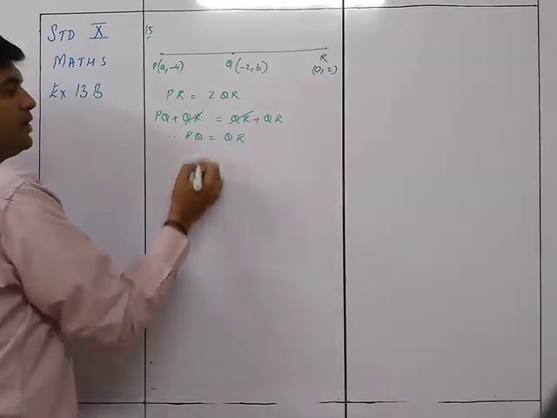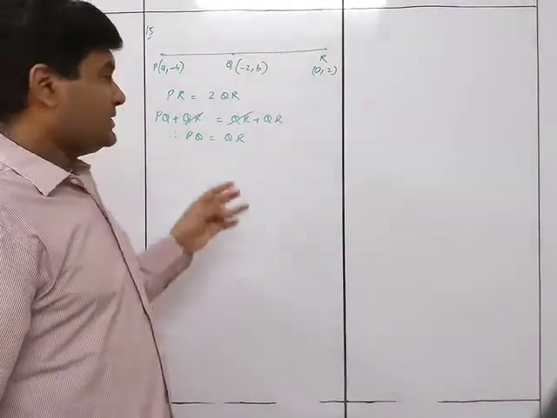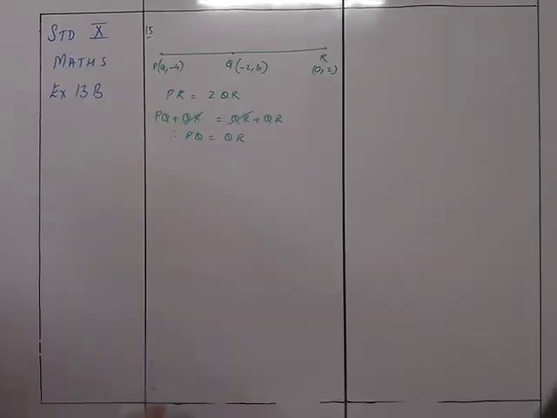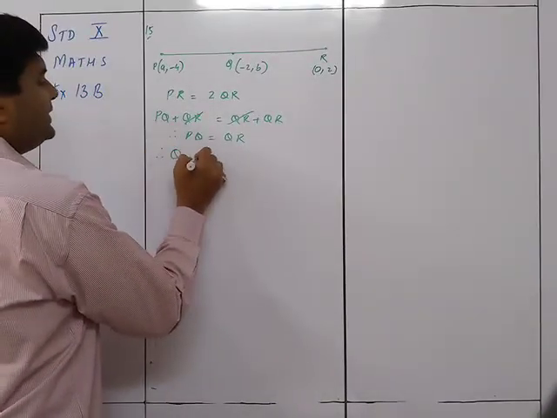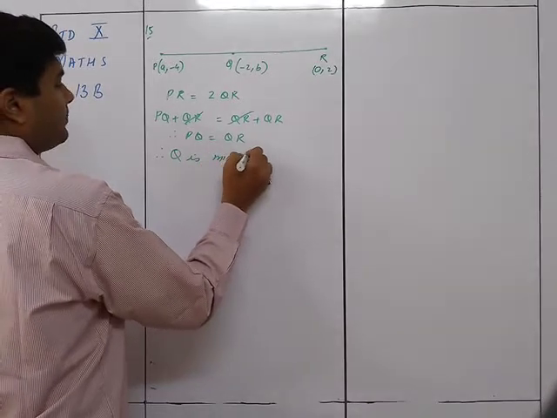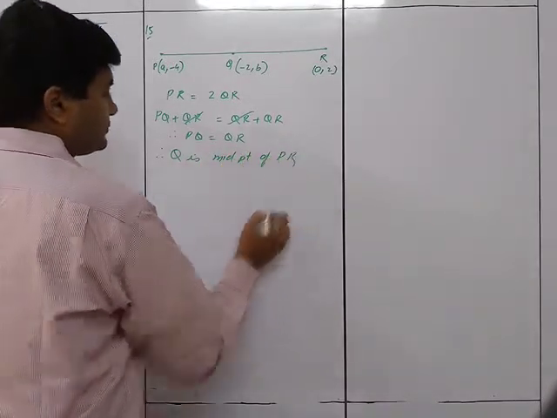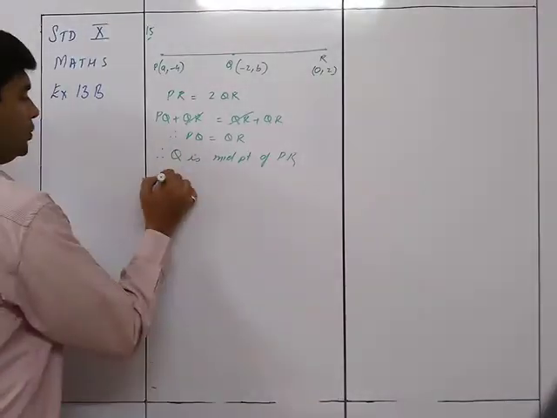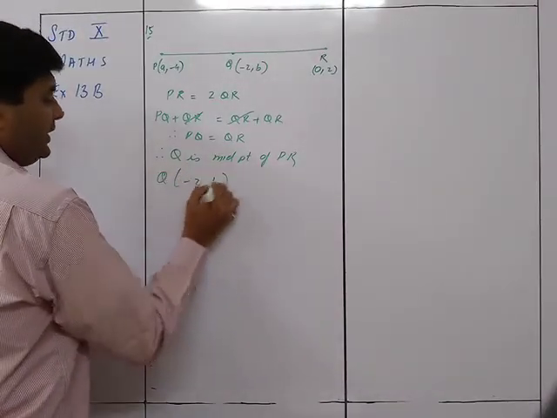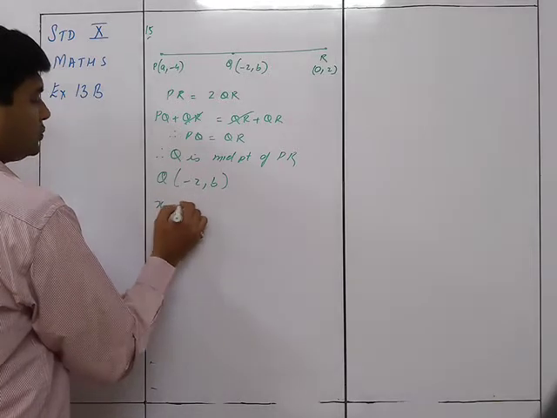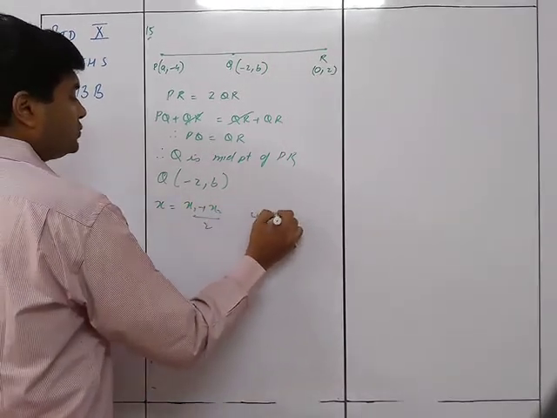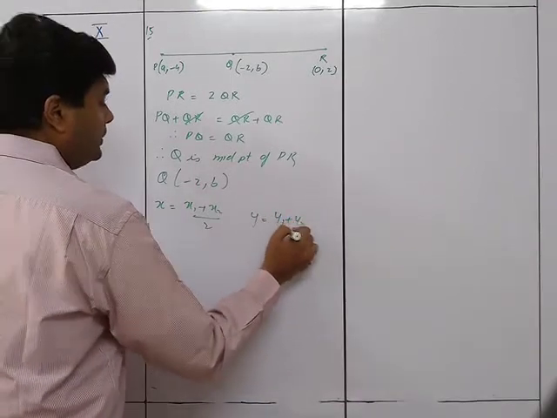See, if you cannot understand the earlier method, this is the algebraic method, so you know that this is correct, that PQ is equal to QR. Therefore, Q is the midpoint of PR. So now we just need to use the formula. So we have Q as minus 2 comma B, where X is equal to X1 plus X2 upon 2, Y is equal to Y1 plus Y2 upon 2.